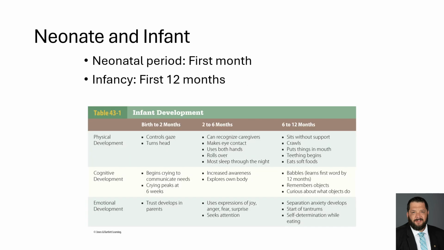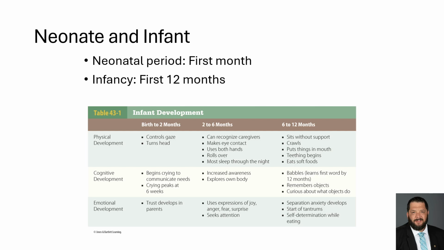Some physical changes. So, in birth to 2 months, babies can begin to control gaze and turn their head. At 2 to 6 months, they can recognize caregivers and start to make eye contact. And at the 6 to 12 month mark, they begin to sit without support and crawl, and they begin exploring the world by putting things in their mouth. Teething also begins to develop and they start to eat soft foods.